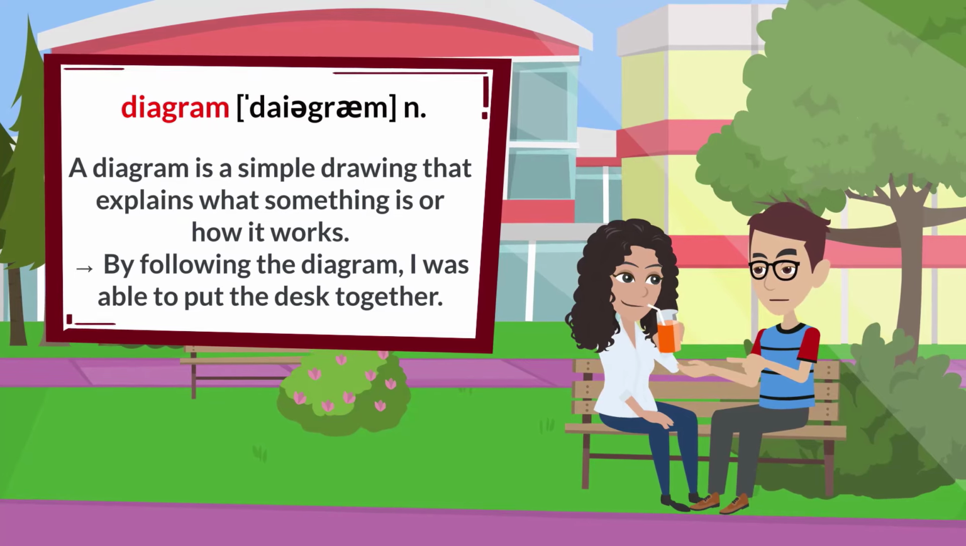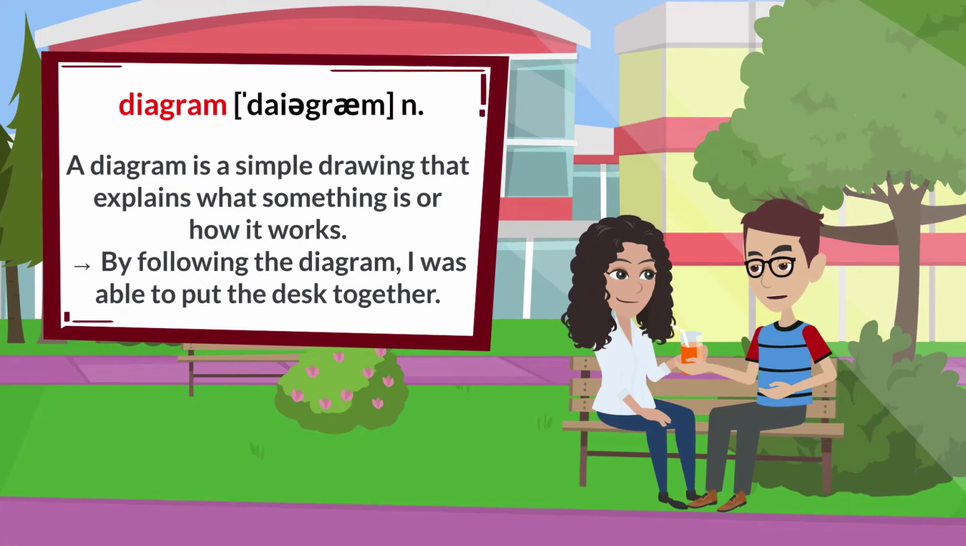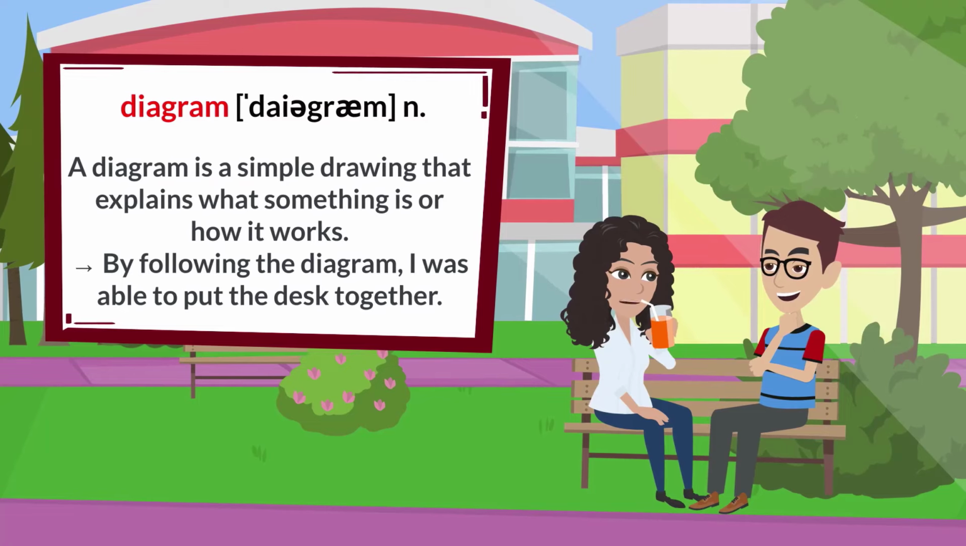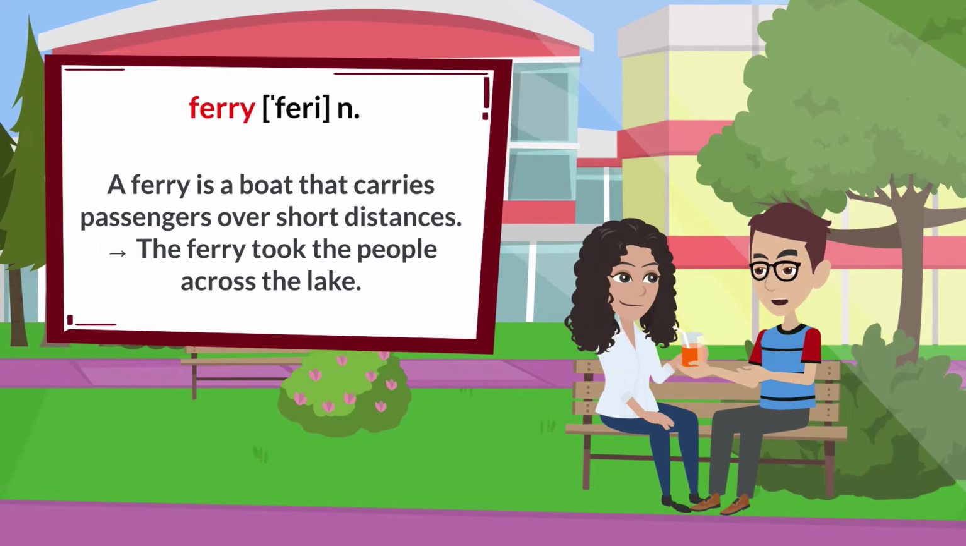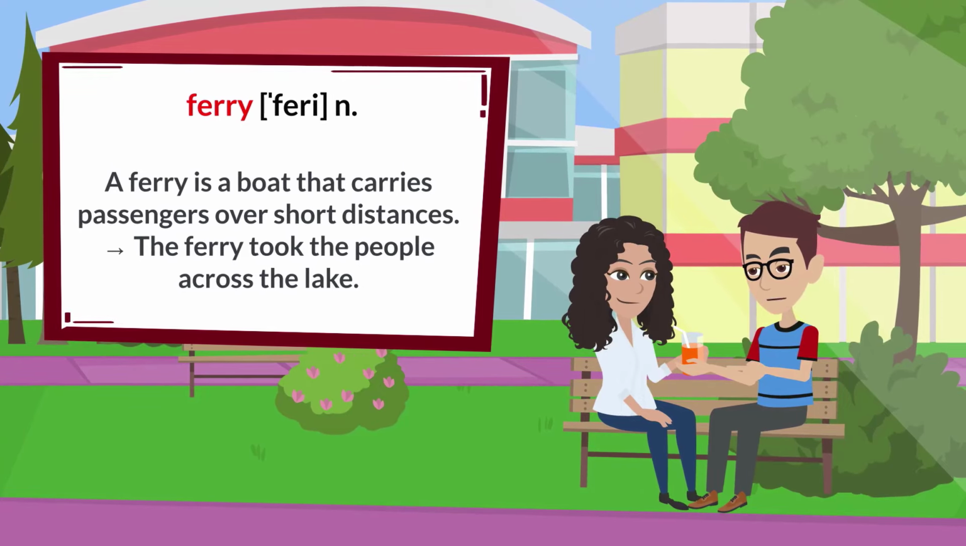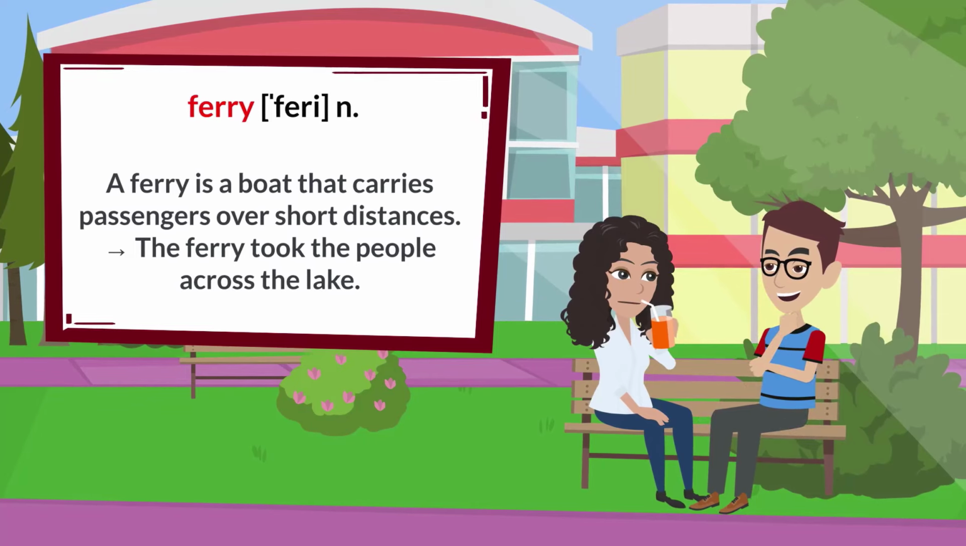Diagram. A diagram is a simple drawing that explains what something is or how it works. By following the diagram, I was able to put the desk together. Ferry. A ferry is a boat that carries passengers over short distances. The ferry took the people across the lake.